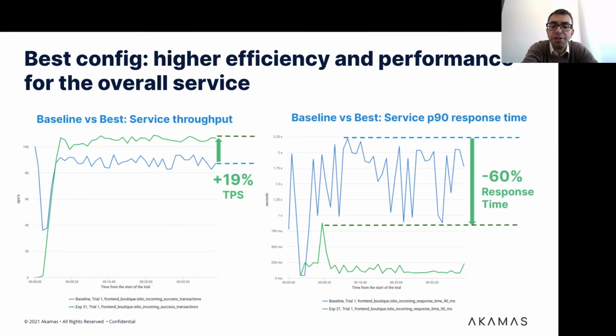Let's now see how the overall service performance changes when the best configuration is applied. The chart on the left shows how the baseline and the best configuration compare in terms of the overall service throughput. Interestingly, besides being much more cost efficient, the best configuration also managed to improve the throughput by 90%. On the right, we are comparing the service 90th percentile response time. In this case, the best configuration cut the latency peaks by 60% and made the service latency much more stable.